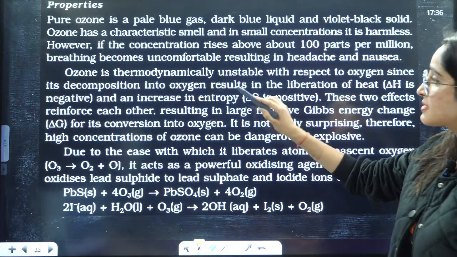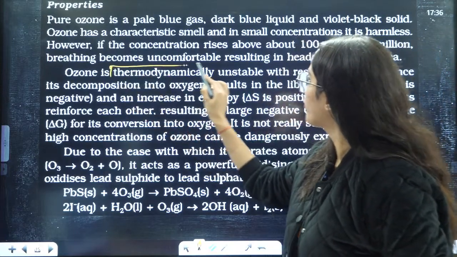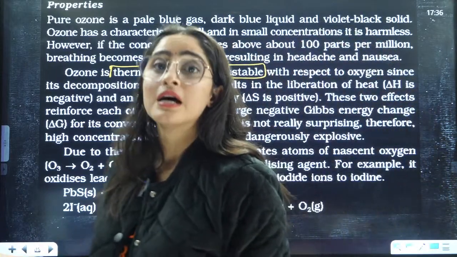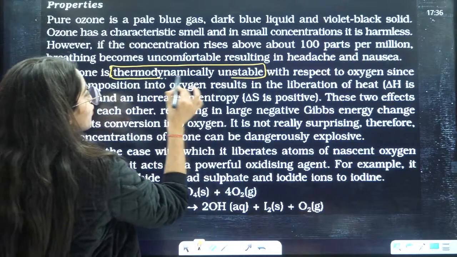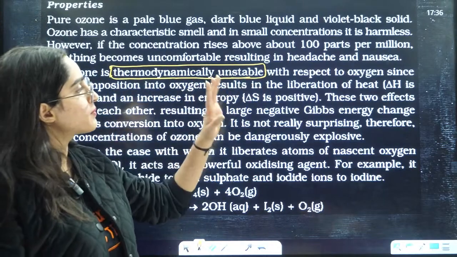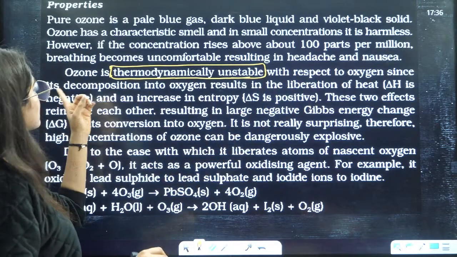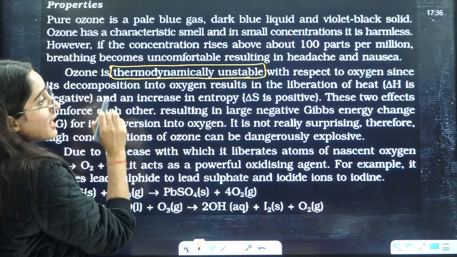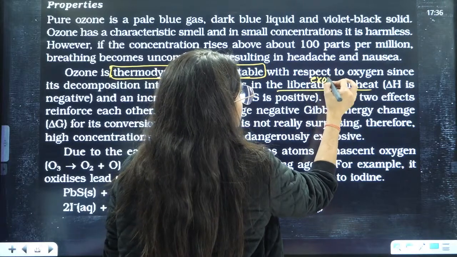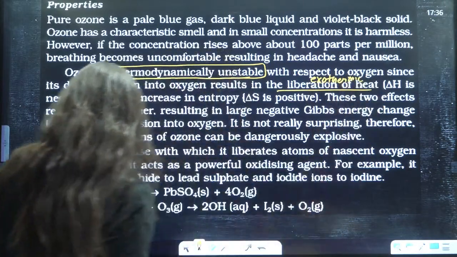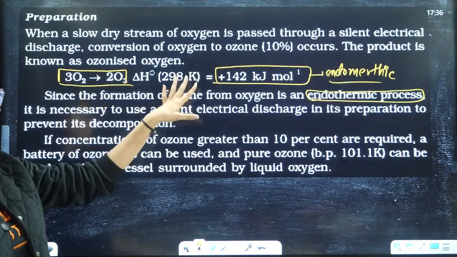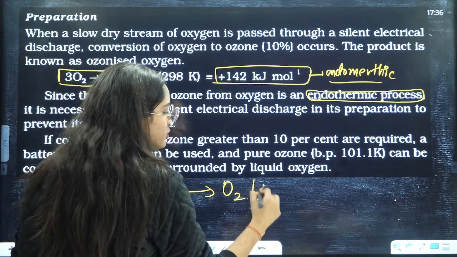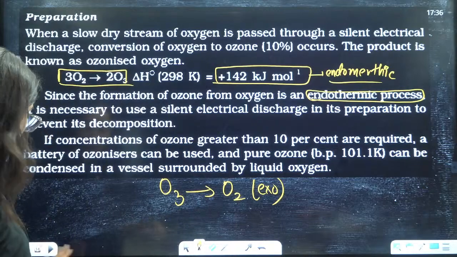Right? Ozone is thermodynamically unstable. Important point, important line. From here, assertion reasoning questions can be asked. Statement based questions can be asked, right? Ozone is thermodynamically unstable with respect to oxygen, since decomposition into oxygen results in liberation of heat, right? That means that is an exothermic process, right? See, definitely, if we are saying from O2 to O3, it is endothermic, then from O3, the decomposition to O2, that is an exothermic process, right?